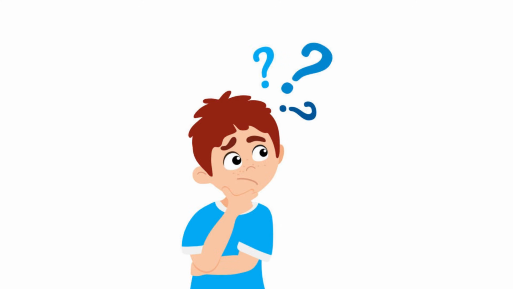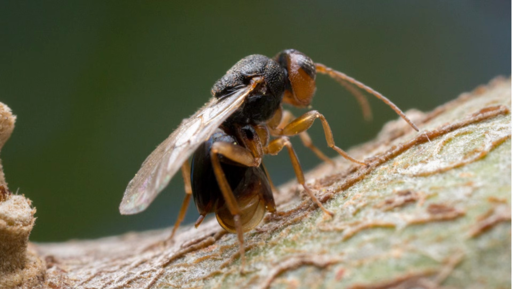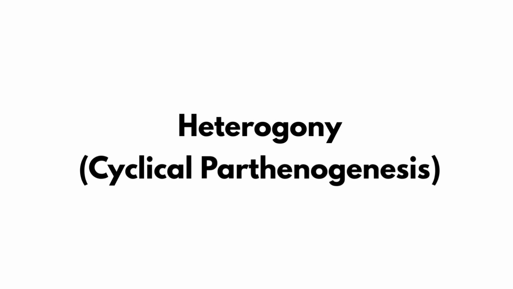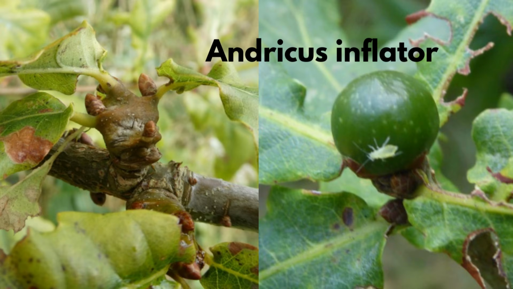How do oak gall wasps actually get trees to grow those galls? A female gall wasp lays her eggs into the plant tissue and releases special chemicals that cause the tree to produce a gall. Oak gall wasps live on oak trees and have a very unusual life strategy. Oak gall wasps exhibit heterogamy, or cyclical parthenogenesis, in which they alternate between generations that reproduce sexually and asexually.